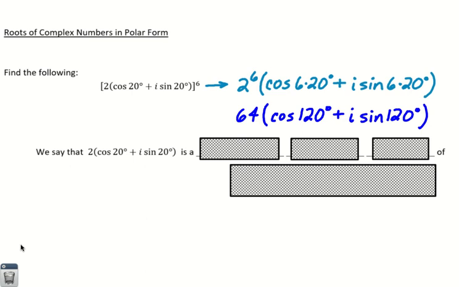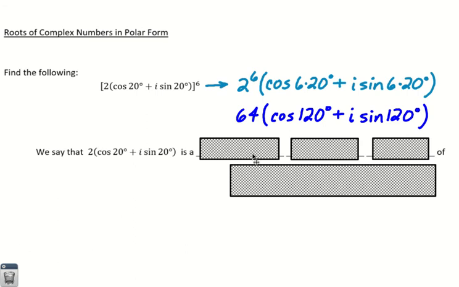Okay? So that was like the formula we just learned. Raising complex numbers in polar form to a certain power. Here it was the 6th power. So you just follow the formula. And all 3 of those formulas, not just the product one, they're all going to be on the formula sheet.